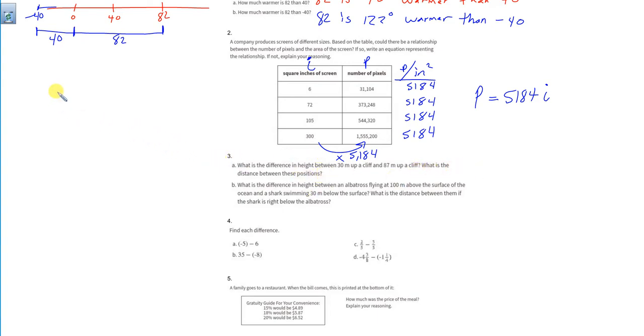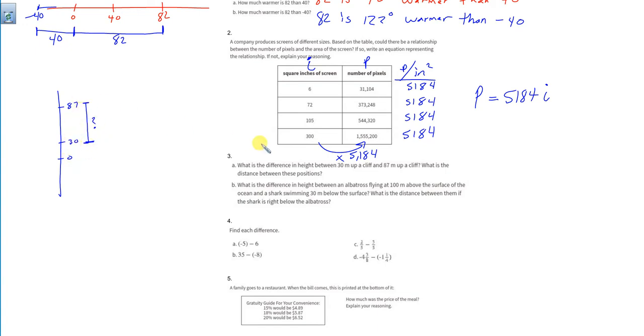So distance between positions like this could be helpfully seen on just a basic number line, vertical in this case since we're going elevation. And if 30 is right here, then 87 is probably right about here, right? And the question is, what's the difference, or the distance between those two things?